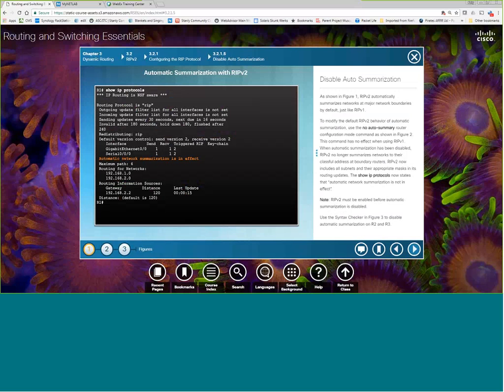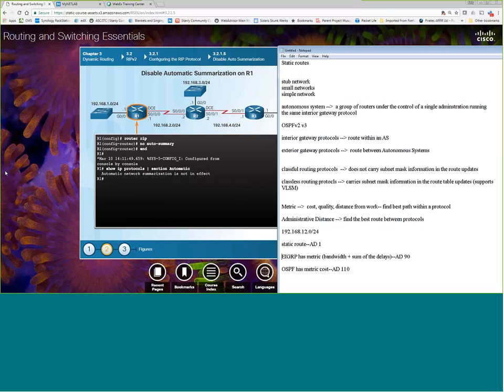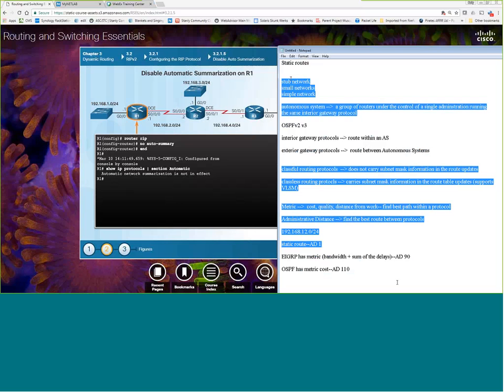Show IP protocols. If you want to turn off automatic summarization, there's a simple command called no auto-summary, and that will disable auto summarization. Not a big deal in this network, but if this was 172.16.1.0/24, and this other side over here was 172.16.2.0/24, if you had automatic summarization in effect, R3 would advertise the 172.16.0.0 network, and R1 would advertise 172.16.0.0. So the summarization is important.